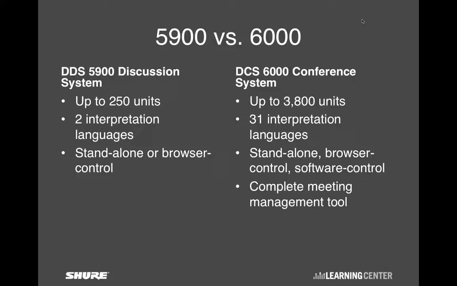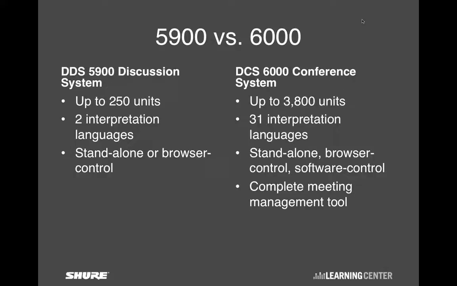Again, the 5900 gives you some limited interpretation capability for 2 languages. The 6000 can support up to 31 interpretation languages. And then one of the biggest things too, which is listed here as a complete meeting management tool, which is true, a lot of that comes down to, do you need to vote or not? Because there are many applications, particularly again in the US, where 250 units is more than enough, right? We don't maybe even need interpretation at all, but we need voting. Then you're in the 6000 series. So that's always an important question to ask.